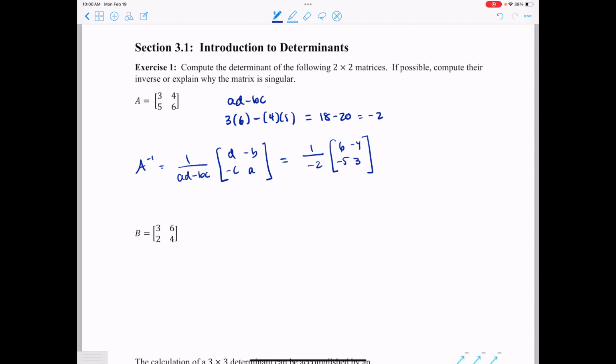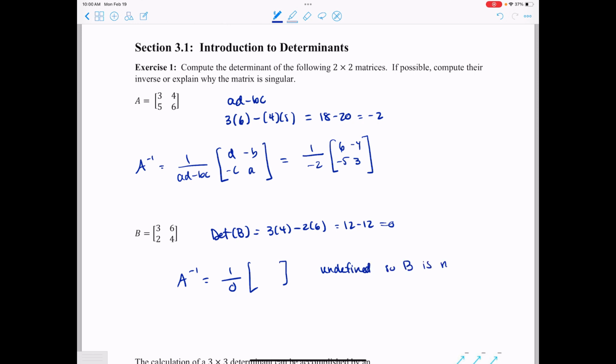The second one, the determinant of B, is 3 times 4 minus 2 times 6. So that's 12 minus 12, which is 0. And if I put it into the formula, I have 1 over 0 times the matrix, and this is undefined. So B is not invertible. We also say that B is singular.